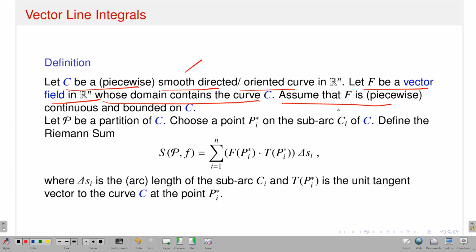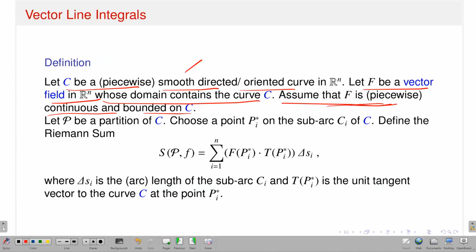Along with that I am assuming that my vector field capital F is piecewise continuous and bounded on my curve C. So what are the assumptions? Let's start with a curve C, piecewise smooth or smooth, an oriented or directed curve in Rn, and a vector field capital F on some domain D subset of Rn to Rn, and D contains my curve C. Along with that, capital F, that is the vector field, is piecewise continuous and bounded on C.